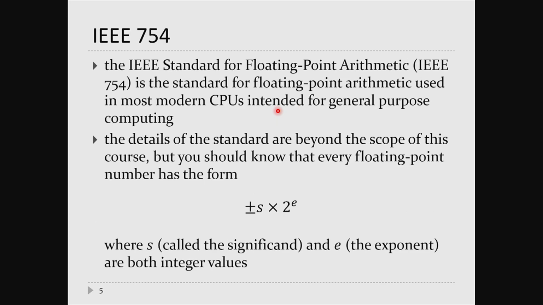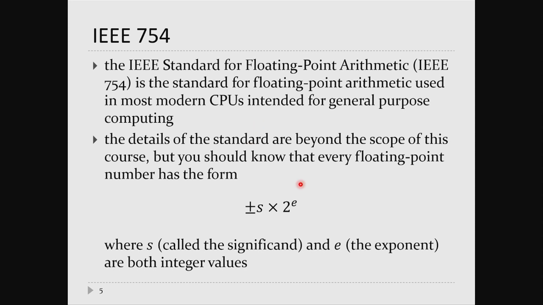There's something called the IEEE 754 standard, which almost every desktop computer uses now. Your desktop, your phones probably use it. Smaller embedded devices may or may not use it. That is the official standard for floating point arithmetic used on most modern CPUs, intended for general purpose computing. Now, it's a huge standard. Very few people understand it completely.